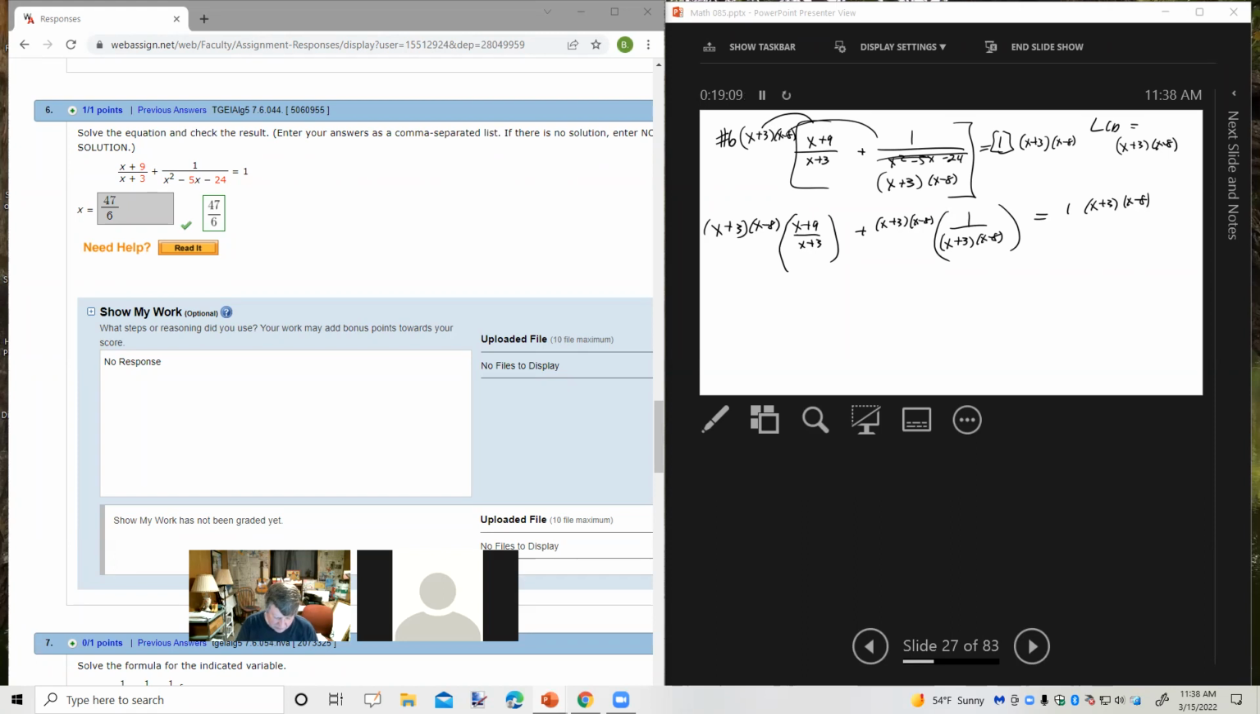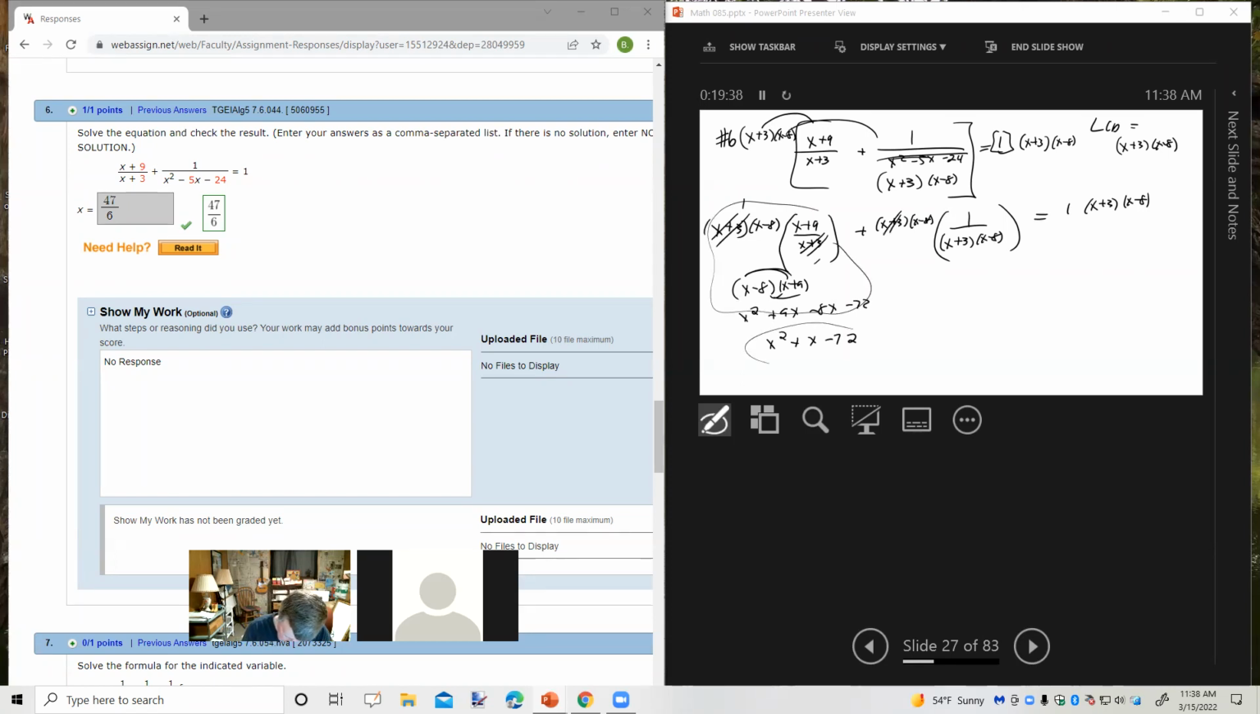So far, so good? Yeah. All right, these cross out. So we've got (x-8) times (x+9), which foiling, we get x squared plus 9x minus 8x minus 72. Combining like terms, x squared plus x minus 72. Okay, so all of that simplifies down to that.